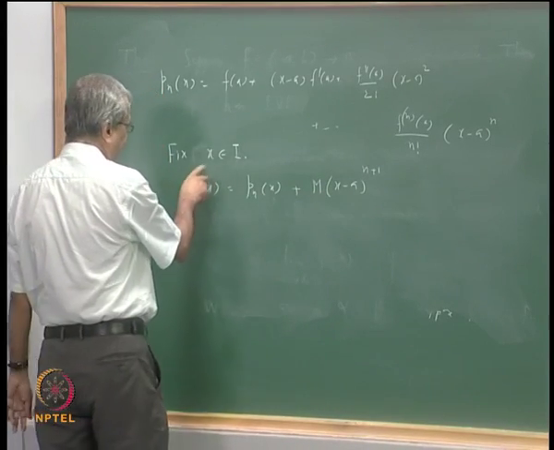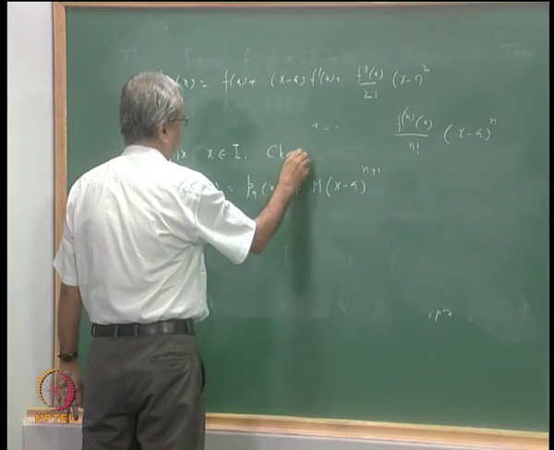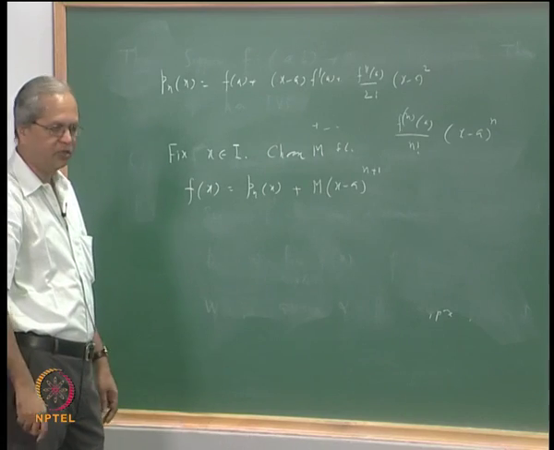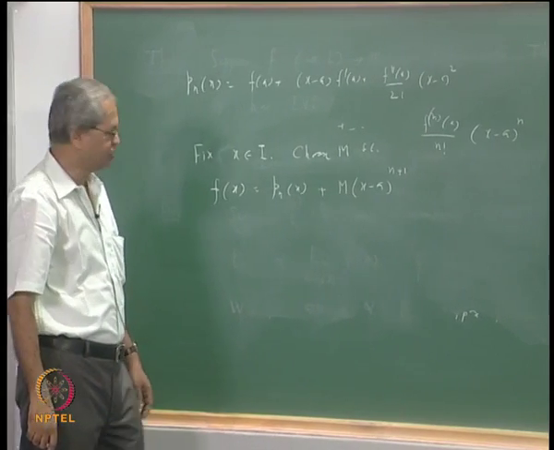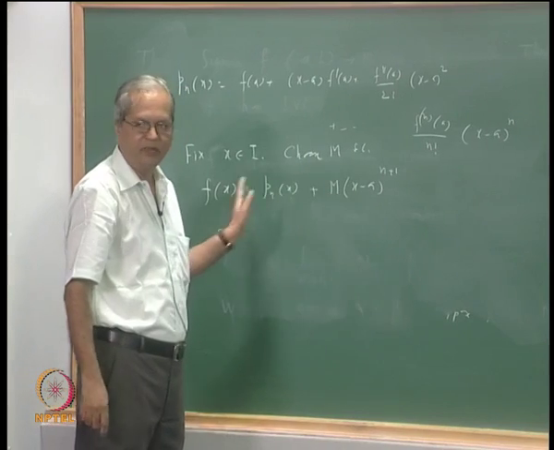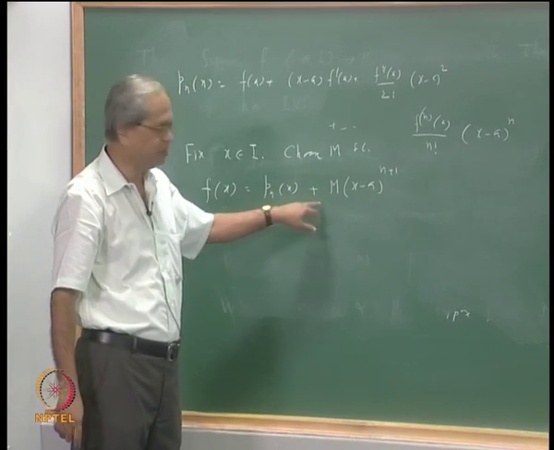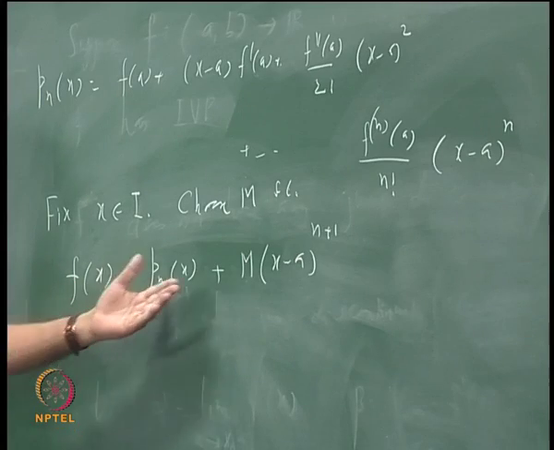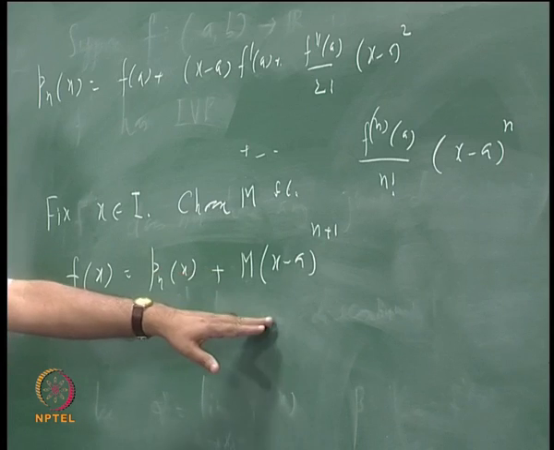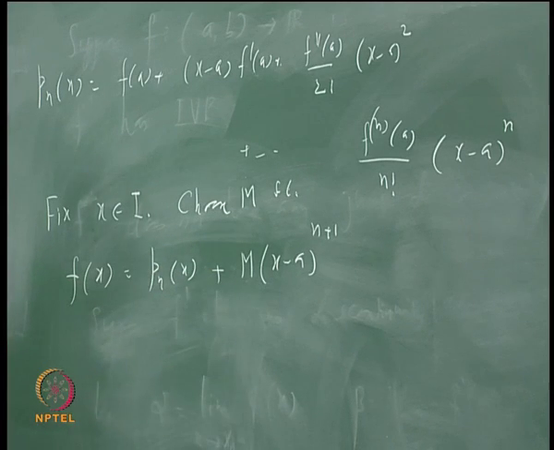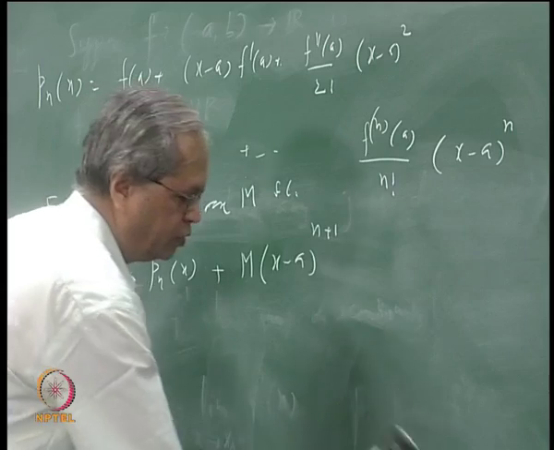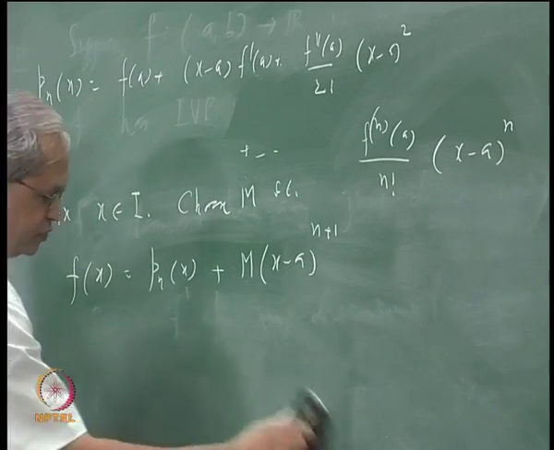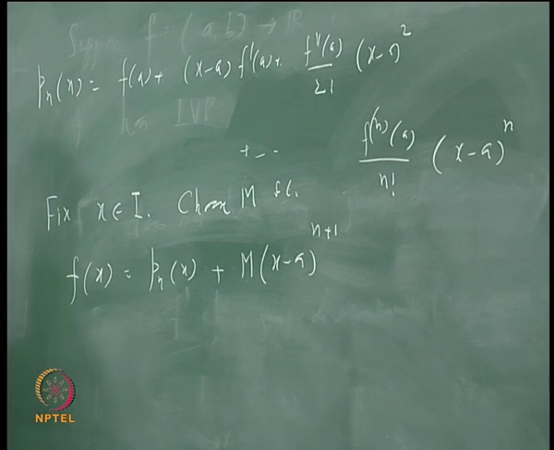So let us fix x in I, and choose m such that f(x) is equal to Pn(x) plus m into (x minus a) to the power n plus 1. Of course you cannot expect that the same m will work for all x, this m will also depend on x, but now we have fixed x, so this m works for that. So we can say that m is nothing but f(x) minus Pn(x) divided by (x minus a) to the power n plus 1. Now we will do something similar to what we have done in the proof of the mean value theorems.